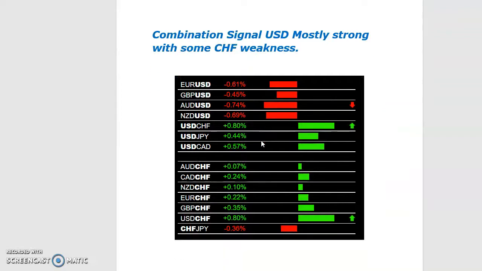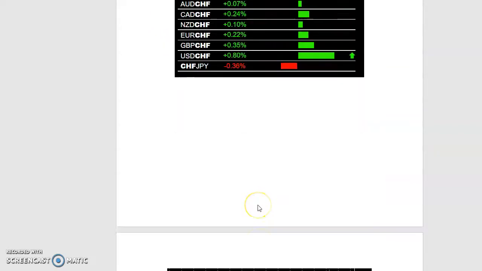And then sometimes you'll get what we call a combination signal. You'll see that the Swiss franc has a lot of weakness, but there's a couple of pockets where there's no weakness. But the USD is pretty much strong on all pairs. So the USD is strong, but the Swiss franc is slightly weak, so the best pair to trade would be the US dollar against the Swiss franc.